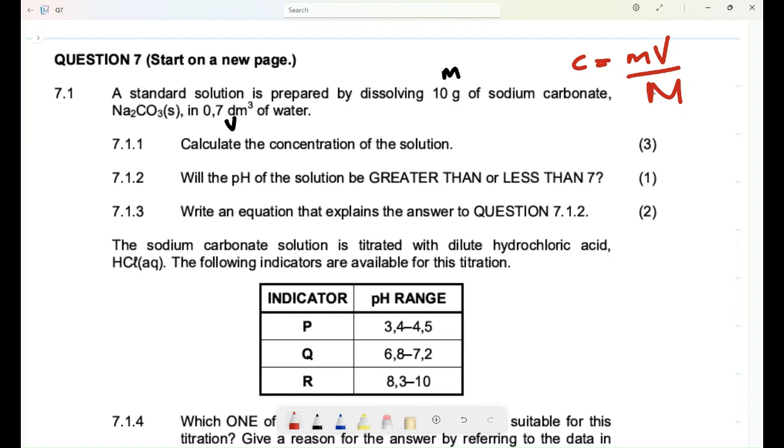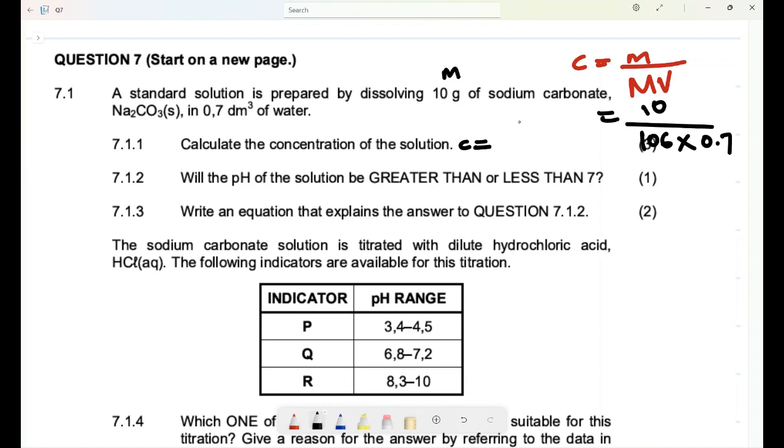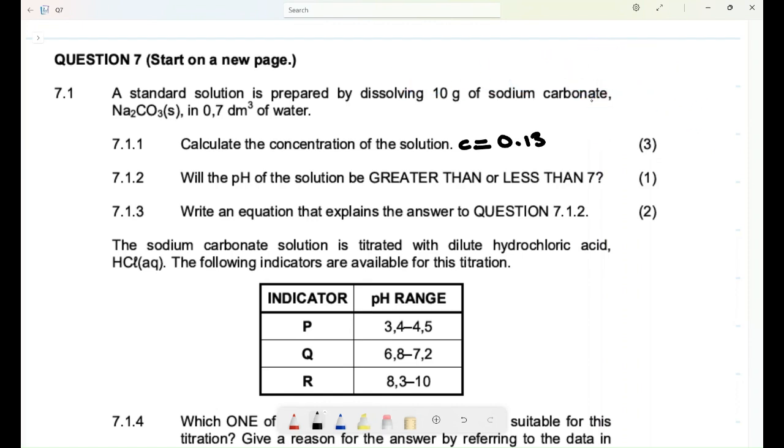Sorry, I'm lying. This is the formula that you're going to use. Then just substitute smoothly into it. What is your mass? Your mass is 10 grams. Then what is your molar mass? You'll just find your molar mass using your periodic table, which is something like 106, multiplied by your volume, which is 0.7. Then you get a concentration of something like 0.13 mole per decimeter cubed. No units, no mark.